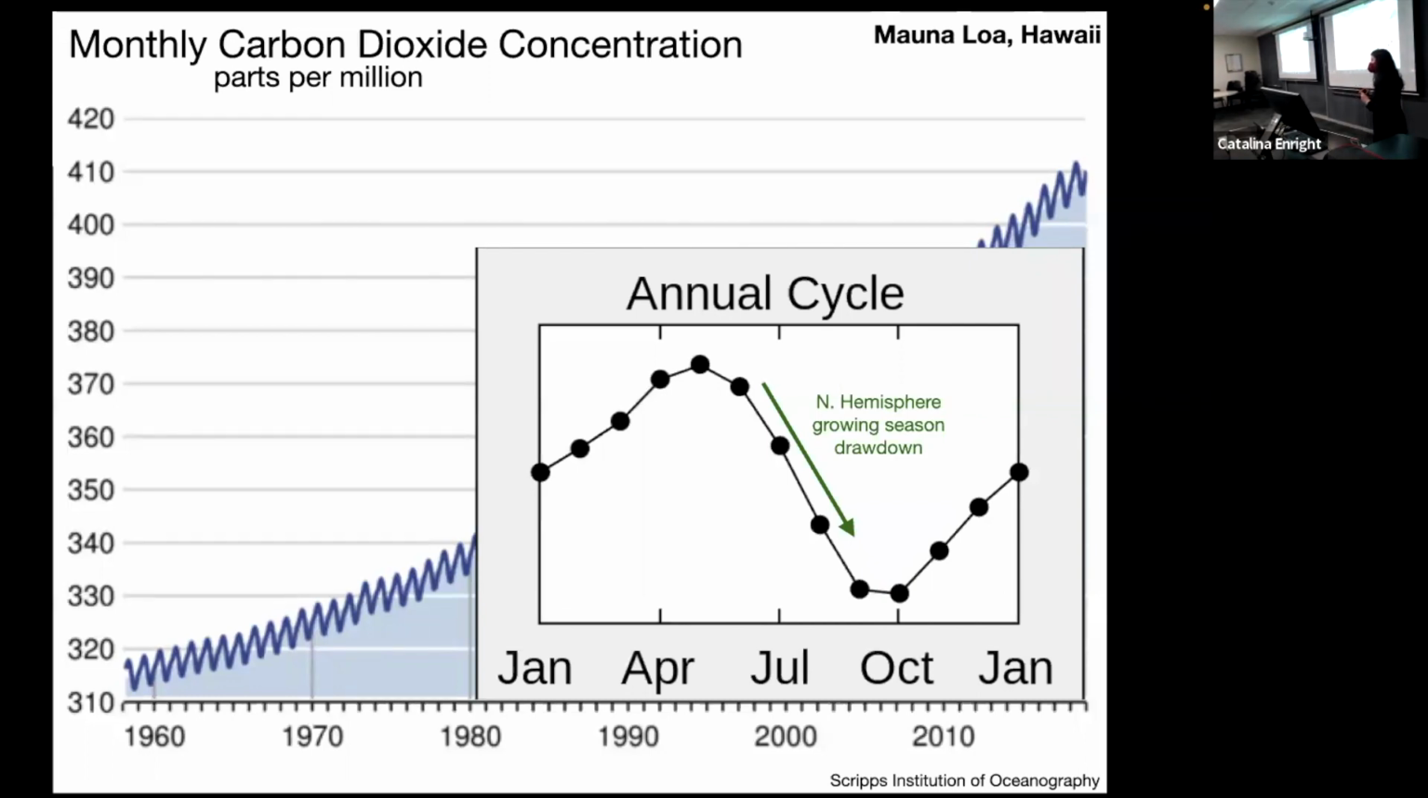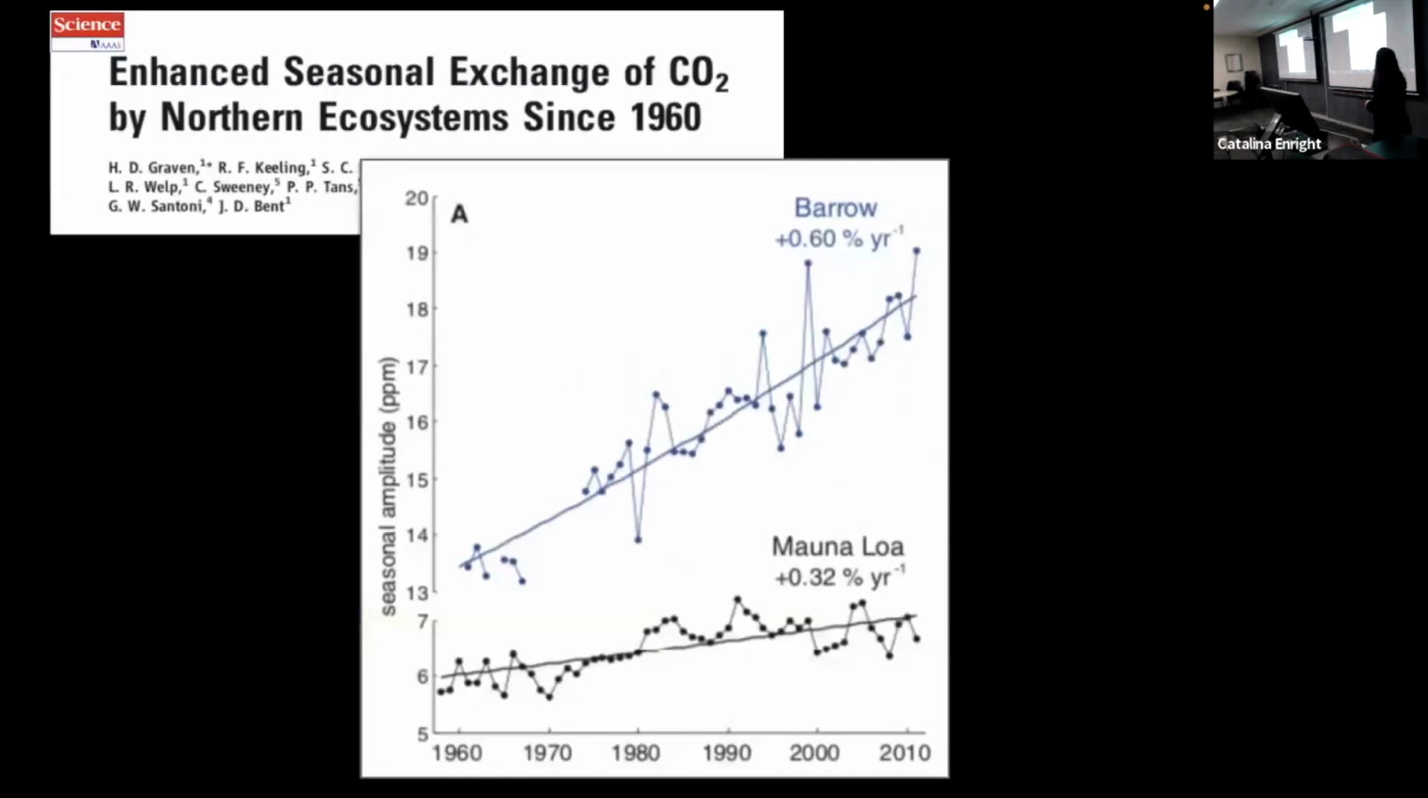So I want to go back to this figure again and think about the annual cycle of carbon dioxide, because this is what I'm going to be focusing on. Remember that during the Northern Hemisphere growing season, we see a drawdown of carbon dioxide due to plant uptake of that carbon dioxide. And the change from top to bottom, the peak to trough change, is what I'm calling the seasonal amplitude. The reason I'm highlighting this is because the seasonal amplitude has increased through time.